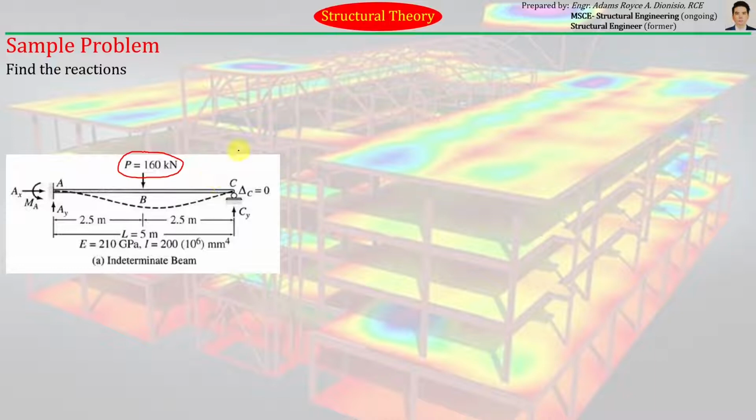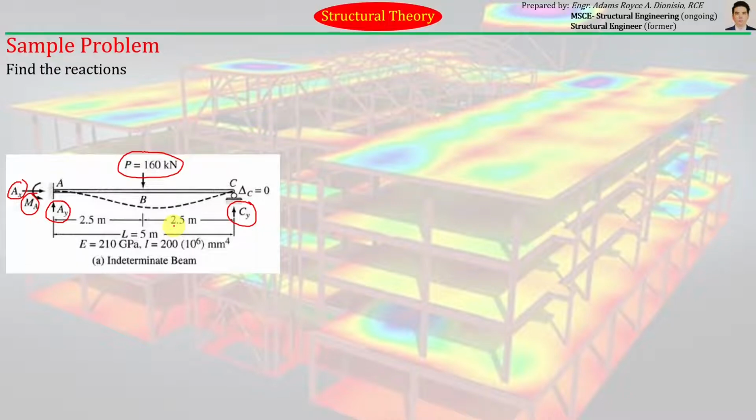So same as what we did before, applying the method of consistent deformation, you just have to choose a redundant for the unknown reactions, AX, MA, AY, as well as CY. So we have four unknowns here, but we only have three equations of equilibrium. So therefore, this is also a first degree indeterminate structure. So we have one unknown here that we cannot solve.